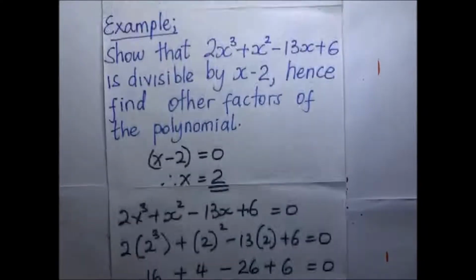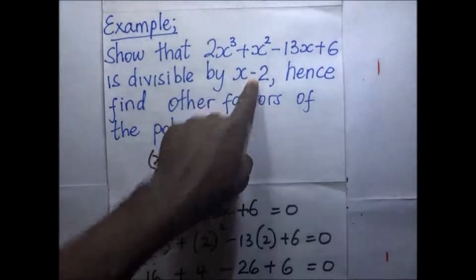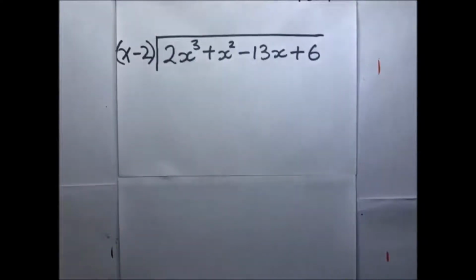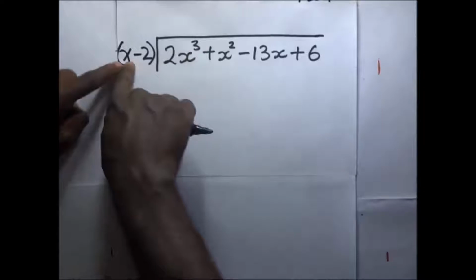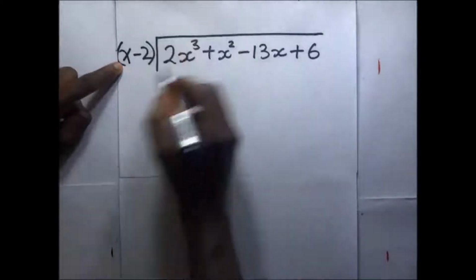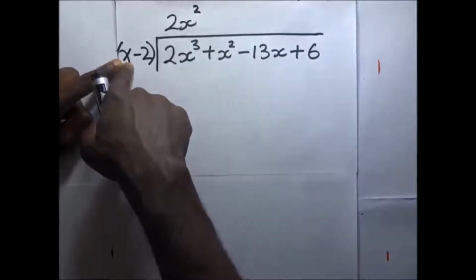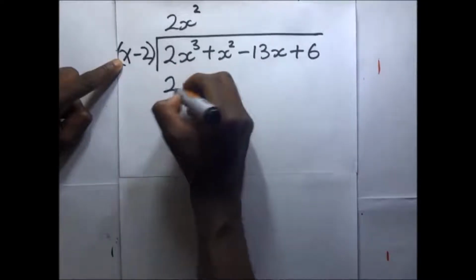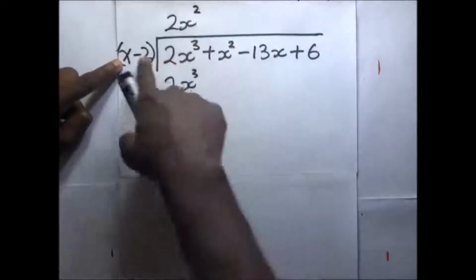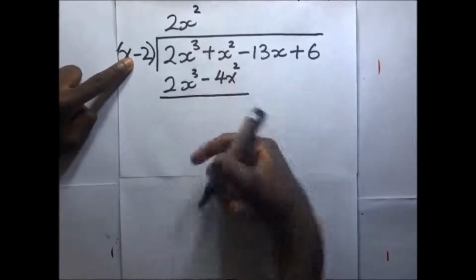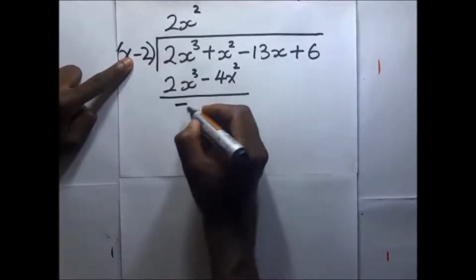Now, if x minus 2 is proven to be a factor, hence, find the other factors of the polynomial. So we need to find the other factors of this polynomial. We use long division to find the other factors, like this. 2x cubed, divide that by x, you will get 2x squared. So 2x squared multiplied by x is going to end up with 2x cubed. Then 2x squared times negative 2 will end up with negative 4x squared. When we subtract these two, this minus that will remain with nothing, 0.